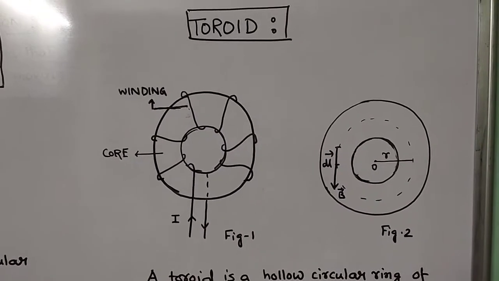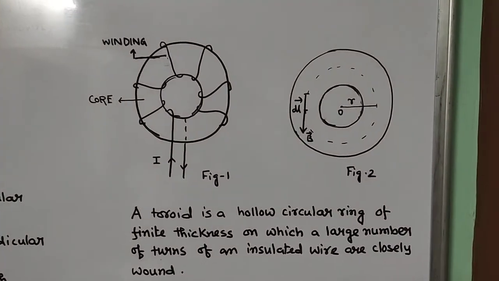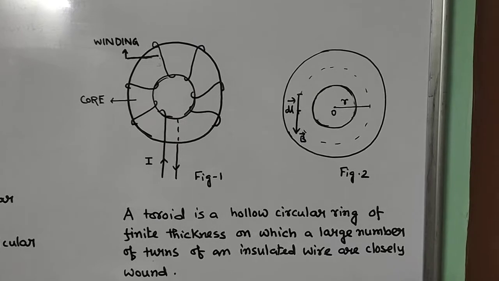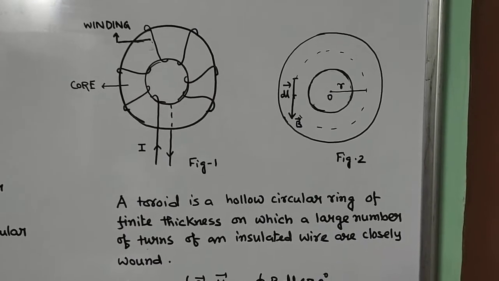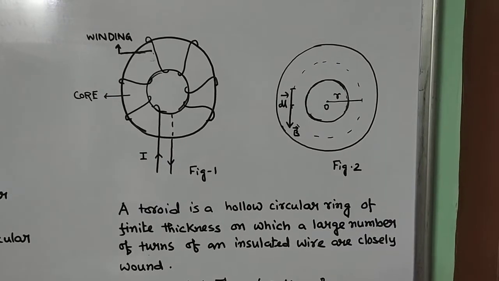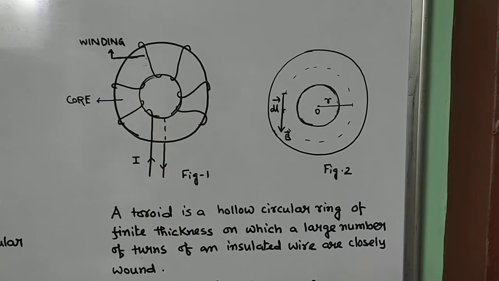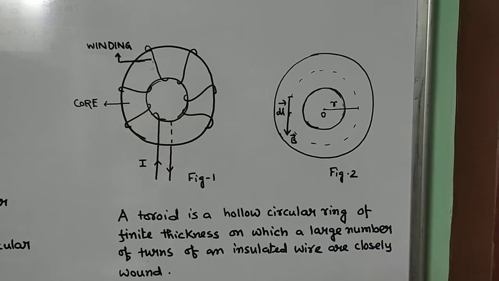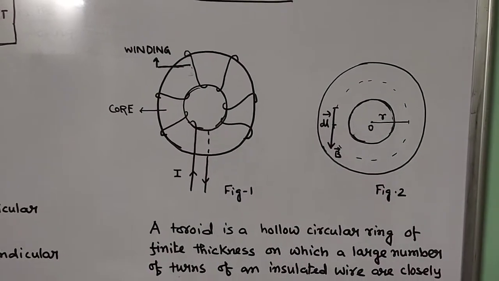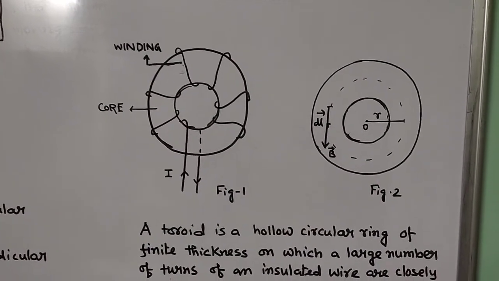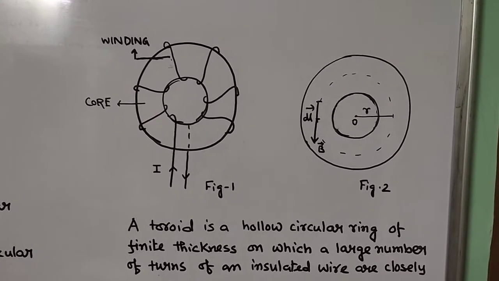Now what is a toroid? Let me read it out first of all. A toroid is a hollow circular ring of finite thickness on which a large number of turns of an insulated wire are closely wound. Basically a toroid is a circular solenoid, you can say, a circular closed solenoid. Now in the figure this is your core, and over the core there are windings, and current I is flowing through the windings.